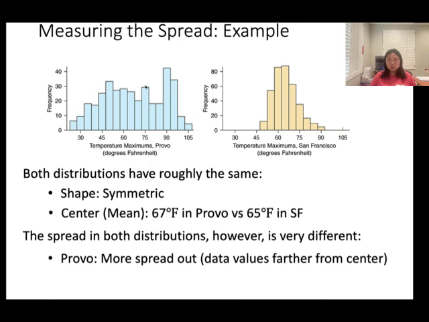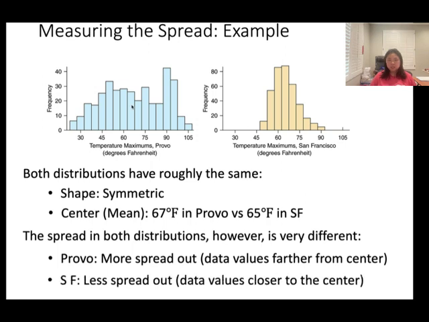So one more time, look at this distribution. The temperature in Pole is more spread out, with data values far away from the center. You could think of the center as about 67 Fahrenheit here. But for San Francisco, the data is less spread out. The data values are closer to the center, really close to the mean. The mean is 65.